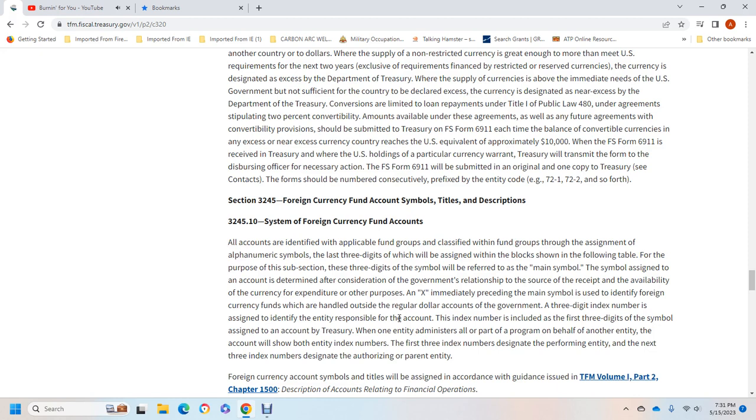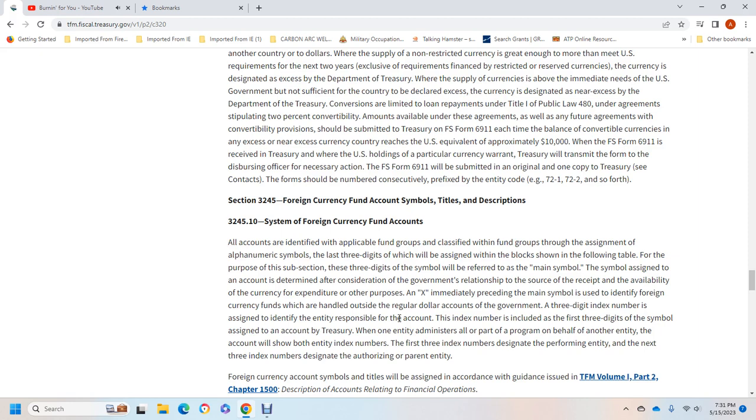The symbol assigned to the account will be determined after consideration of the government relations over the receipt of the availability of the currency expenditure for other purposes. The X immediately preceding the main symbol identifies the foreign currency fund, with the handle of the outside regular dial with the accounts of the government. The 3-digit index number assigned identifies the entity responsible for the account.